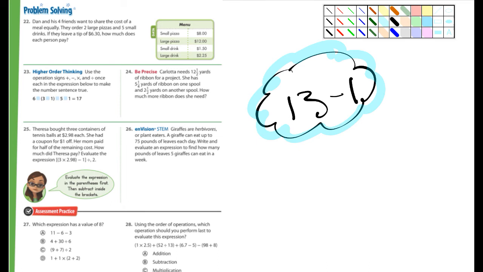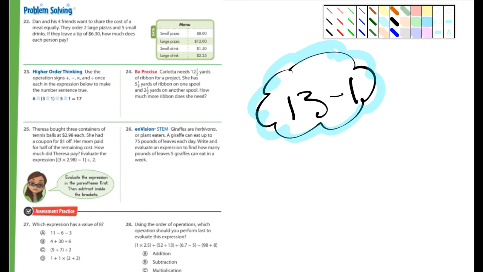Dan and his 4 friends want to share the cost of a meal equally. They order 2 large pizzas and 5 small drinks. And then if they leave a tip of $6.30, how much does each person pay? Well, Dan and his 4 friends, that would be 5 right there. And then you're just simply going to have to total how much money they spent and divide it by 5.